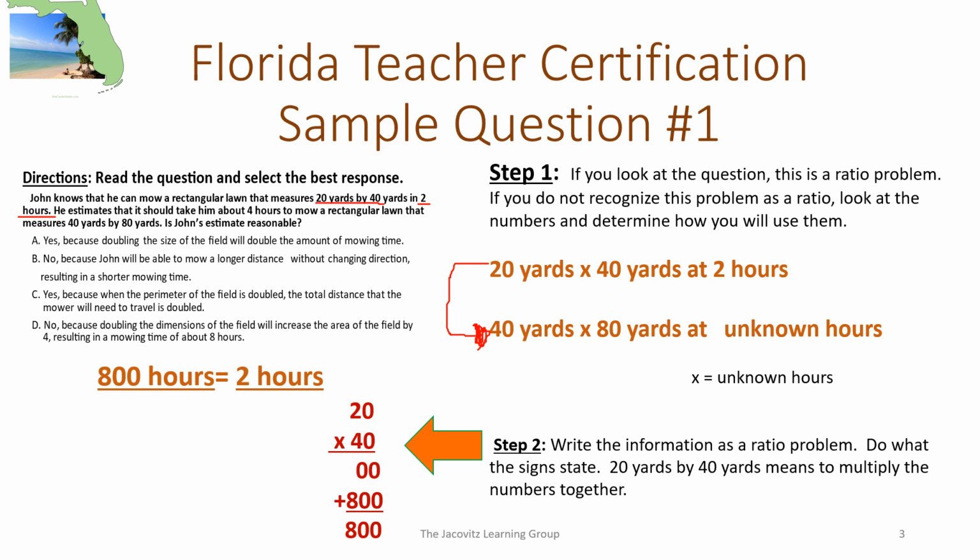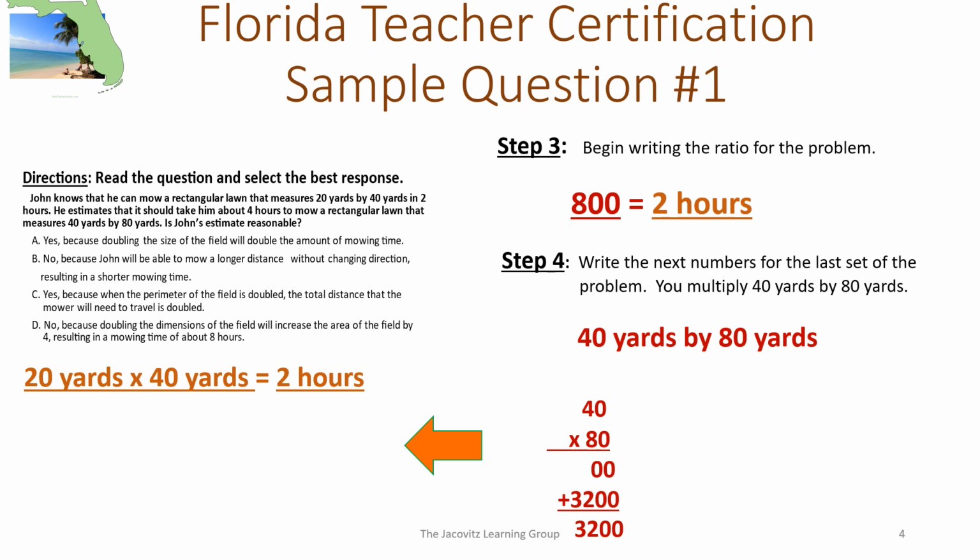So technically, you know that 4 times 8 is 32, but you have 2 extra zeros, so it's 3,200. 4 times 8 is 32, so you'd have 32 here, and then you add in the next 2 zeros. But we're doing it slide by slide. And you have X as your unknown hours because it tells you he estimates that it would take him. If he's estimating, he doesn't know for sure, so we put our X here.